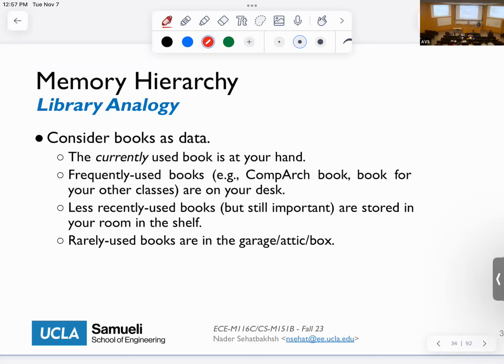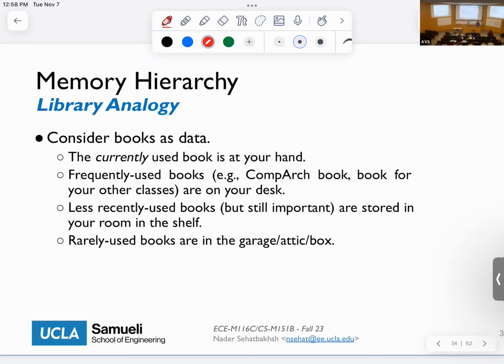But I'm still access to everything. Still, if I need to use this very weird book, I can go to the library and bring it. So I have access to all things that I want. But on the average case, most of the time, I'm going to really read just these 3 books that I have on my desk. So on the average, I basically have the latency of instantly reading the books on my desk. But in reality, I have access to everything that I want.